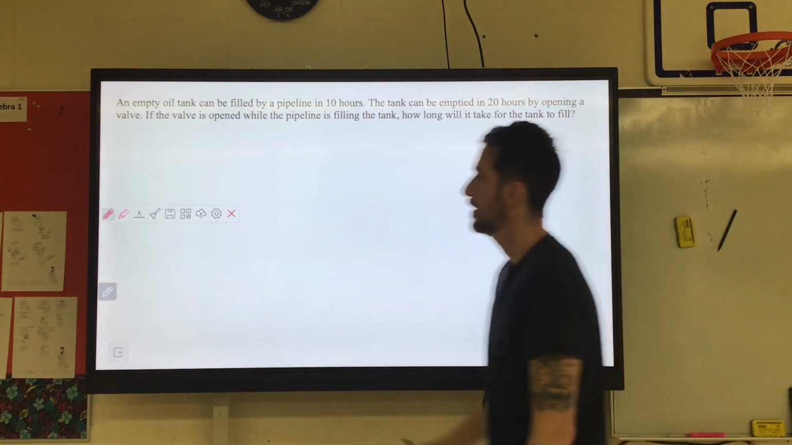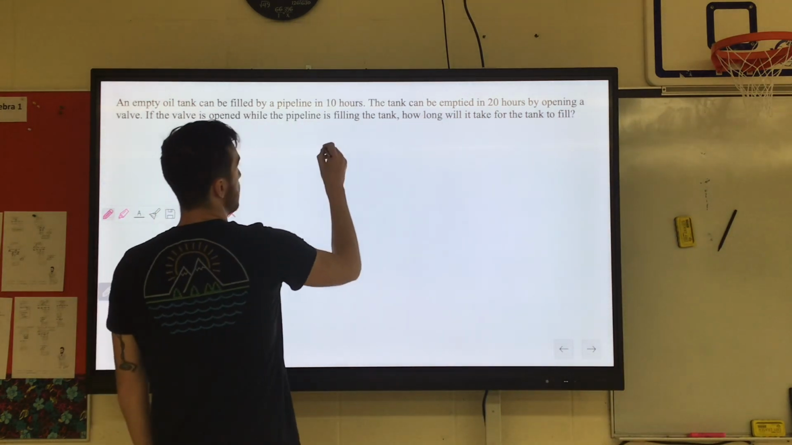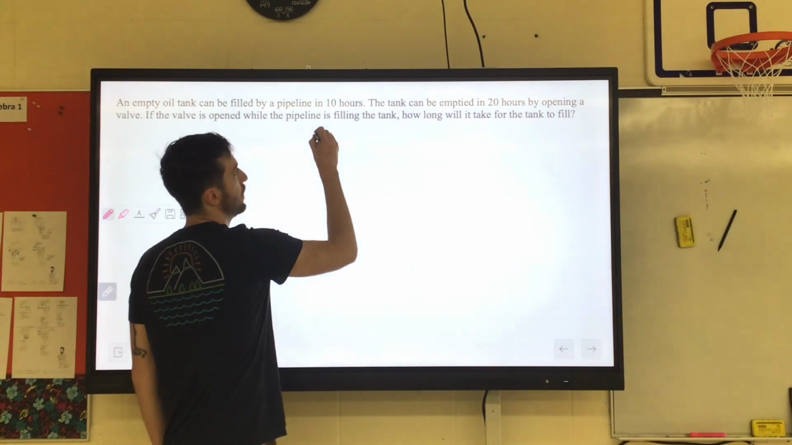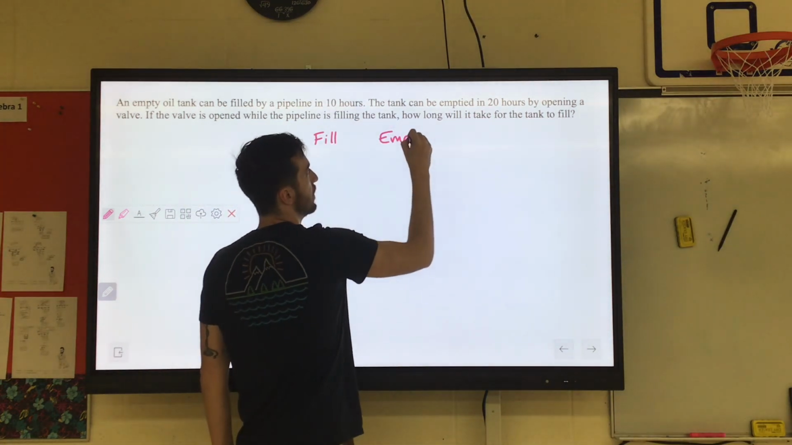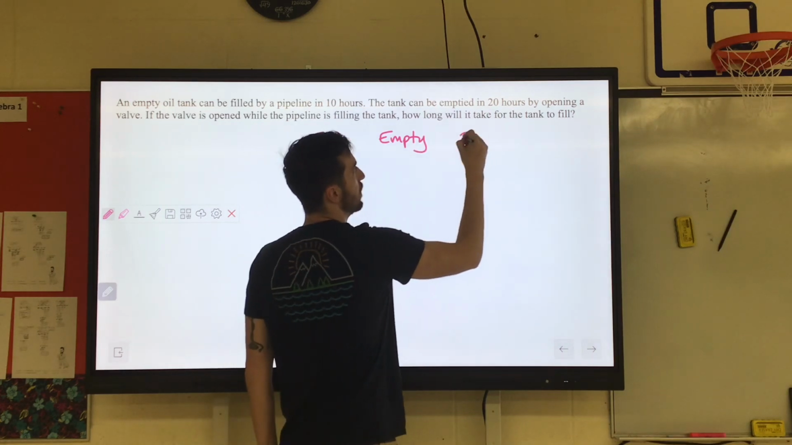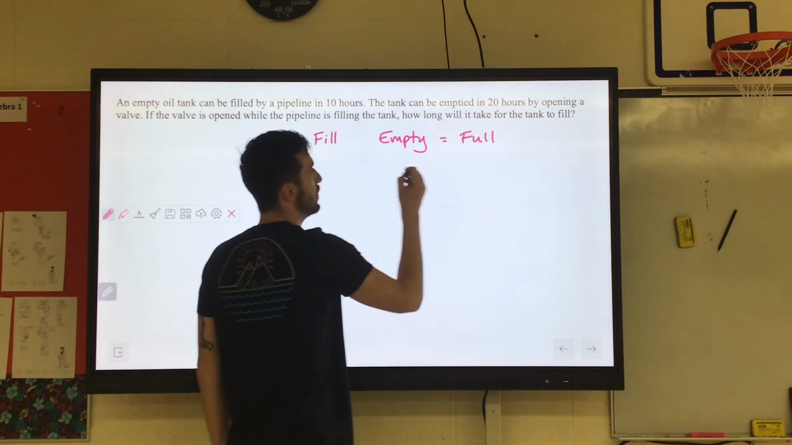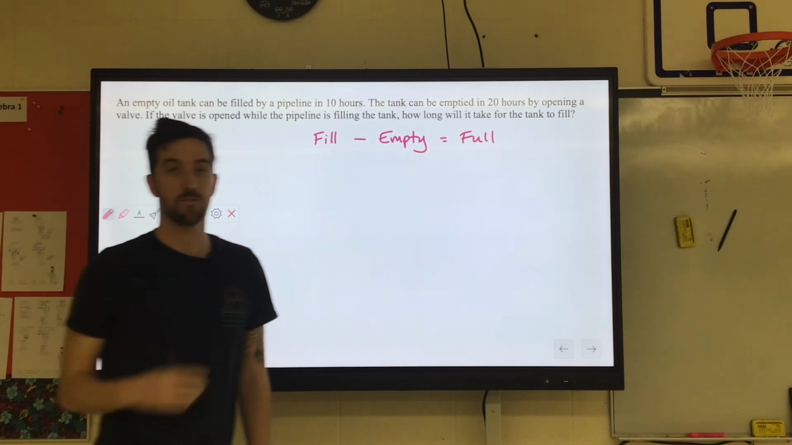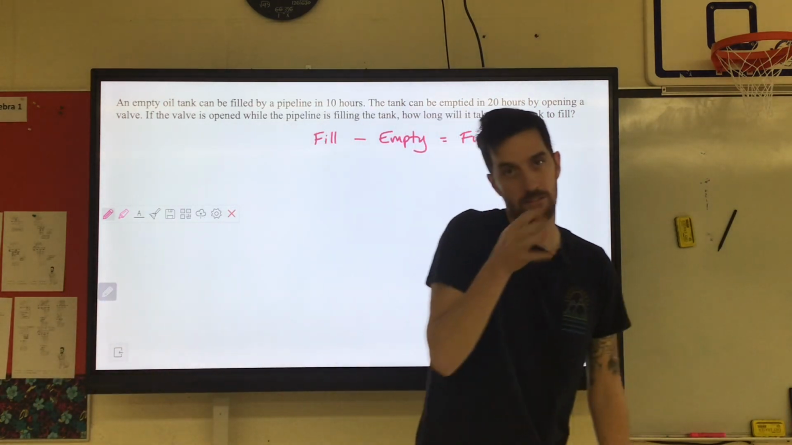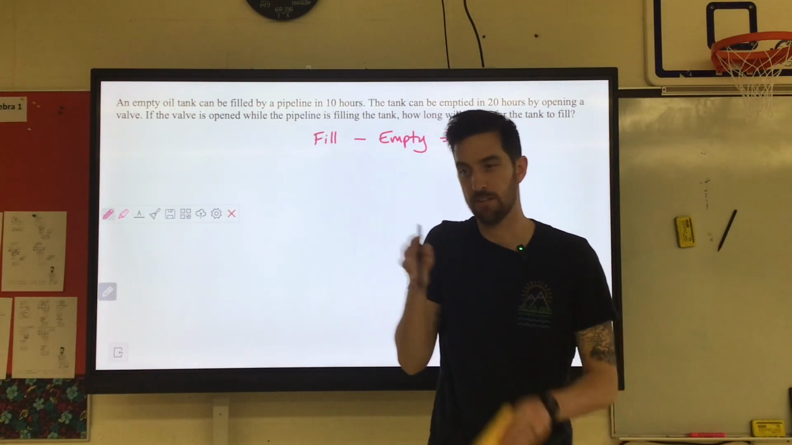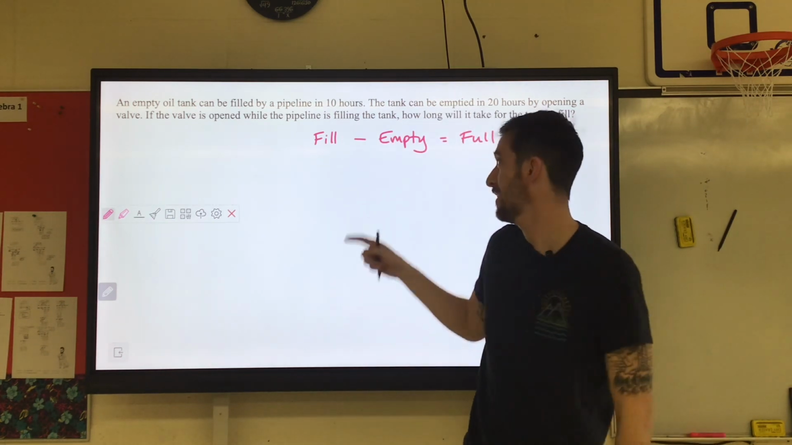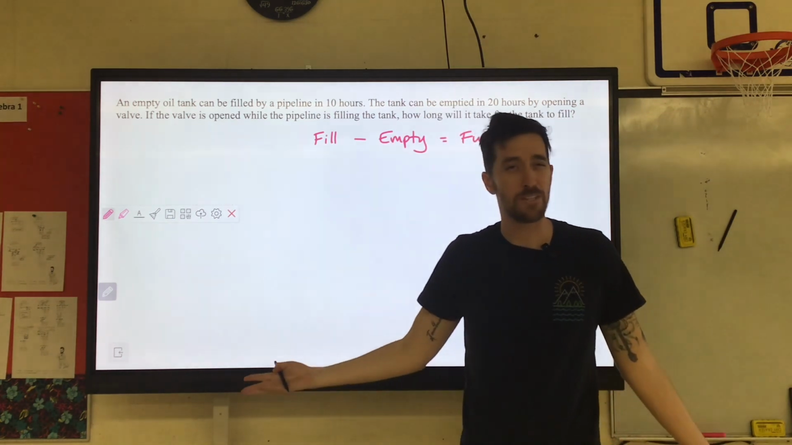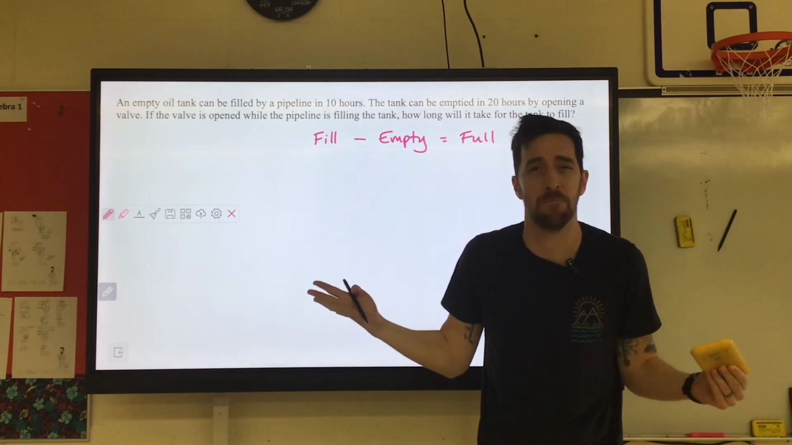So here's the difference. We have filling, emptying, and then full. But this one, it's emptying at the same time. So on the first one, we were adding the 2 chunks, because it was rate 1 plus rate 2 equals, let's work together. This one, they're opening the valve. I don't know why, they're sabotaging me. I'm trying to fill the tank, man.